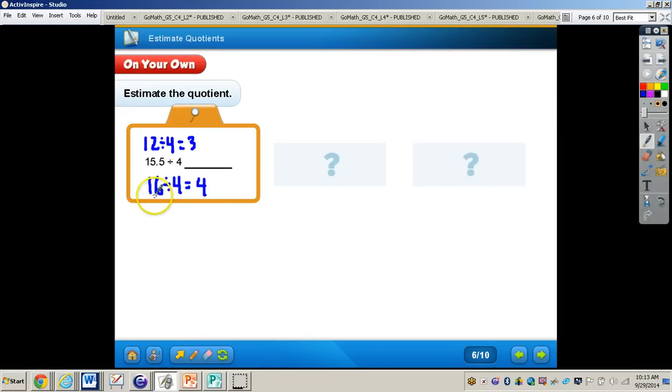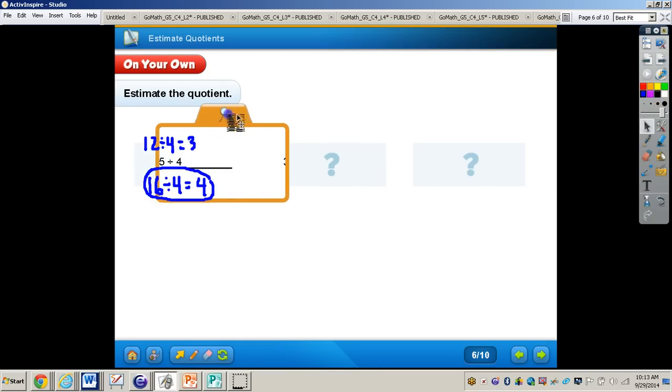Okay, two estimated answers. 16 divided by 4 equals 4. I'll accept either of these. 12 divided by 4 equals 3. Now the closest estimate would be 16 divided by 4 because we only added 5/10 to that 15 and 5/10.